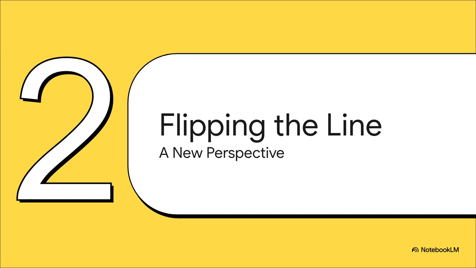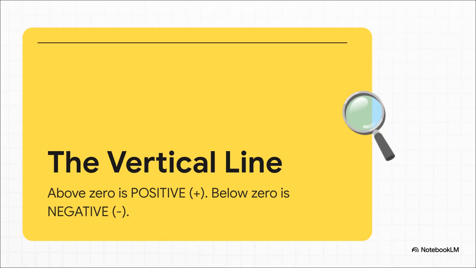All right, so we've got our flat horizontal line down. But what happens if we just change our perspective a little bit? Let's take that exact same line and flip it so it's standing straight up vertically. And guess what? The rules are exactly the same. We just changed the orientation. Moving up from 0 is positive, and moving down from 0 is negative. Kind of like climbing up a ladder from the ground or heading down into a basement.